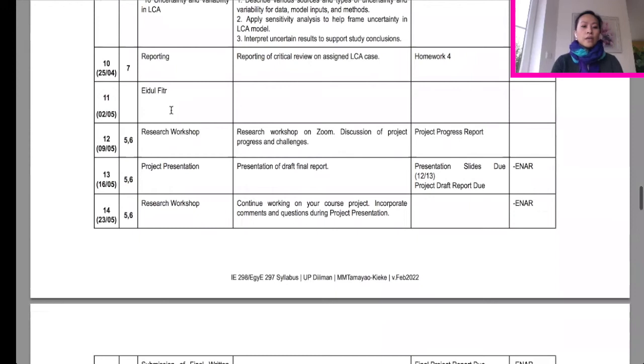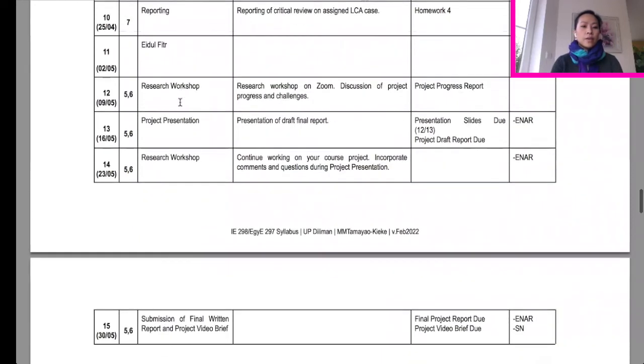We don't have a class on May 2 because of Idul Fitr. And then May 9 is going to be a research workshop. This is going to be supervised so that I can see your progress in your project, as well as answer any queries that you might have regarding your project or regarding the topics that have been discussed so far. The output from this is a progress report.